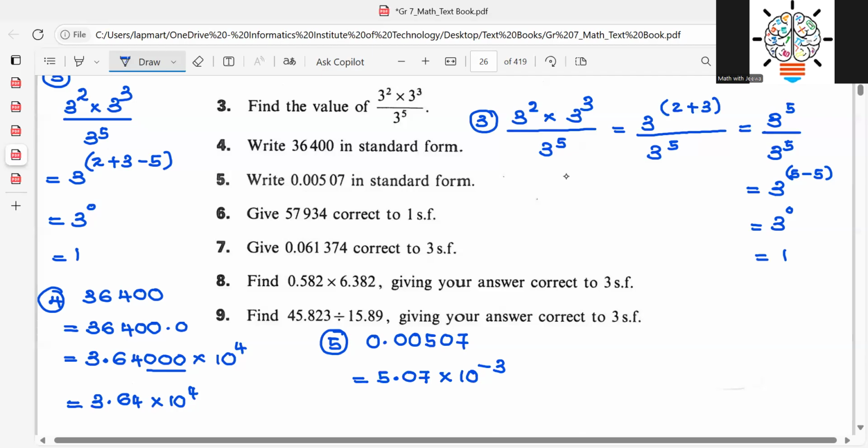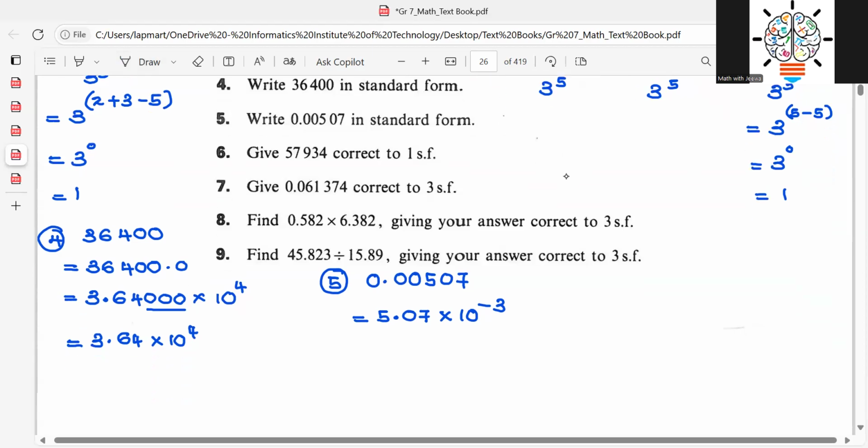And then if it is 10 to the power 4, that is something positive, it should be a whole number which is more than 1, right?